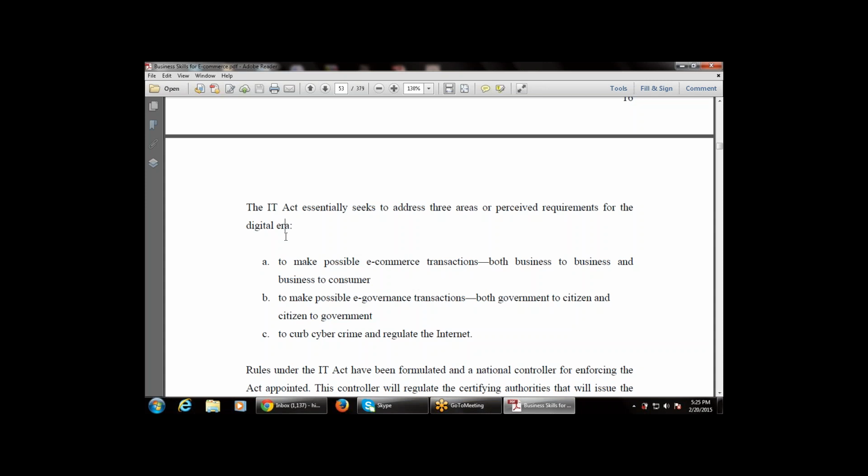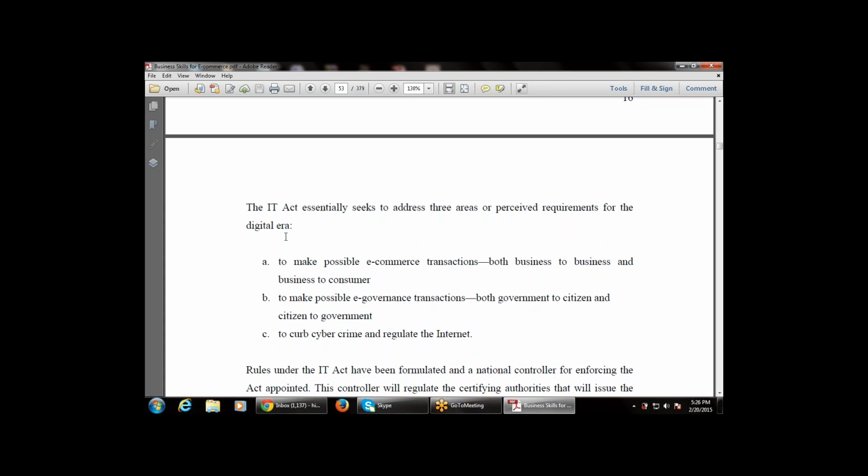Then, to curb cyber crimes and regulate the internet while doing transactions over the internet. So these are the three requirements for any digital transaction. What are the three requirements? First of all, there is proper e-commerce transaction, either B2B or B2C. That's how we get the profit when doing transactions.